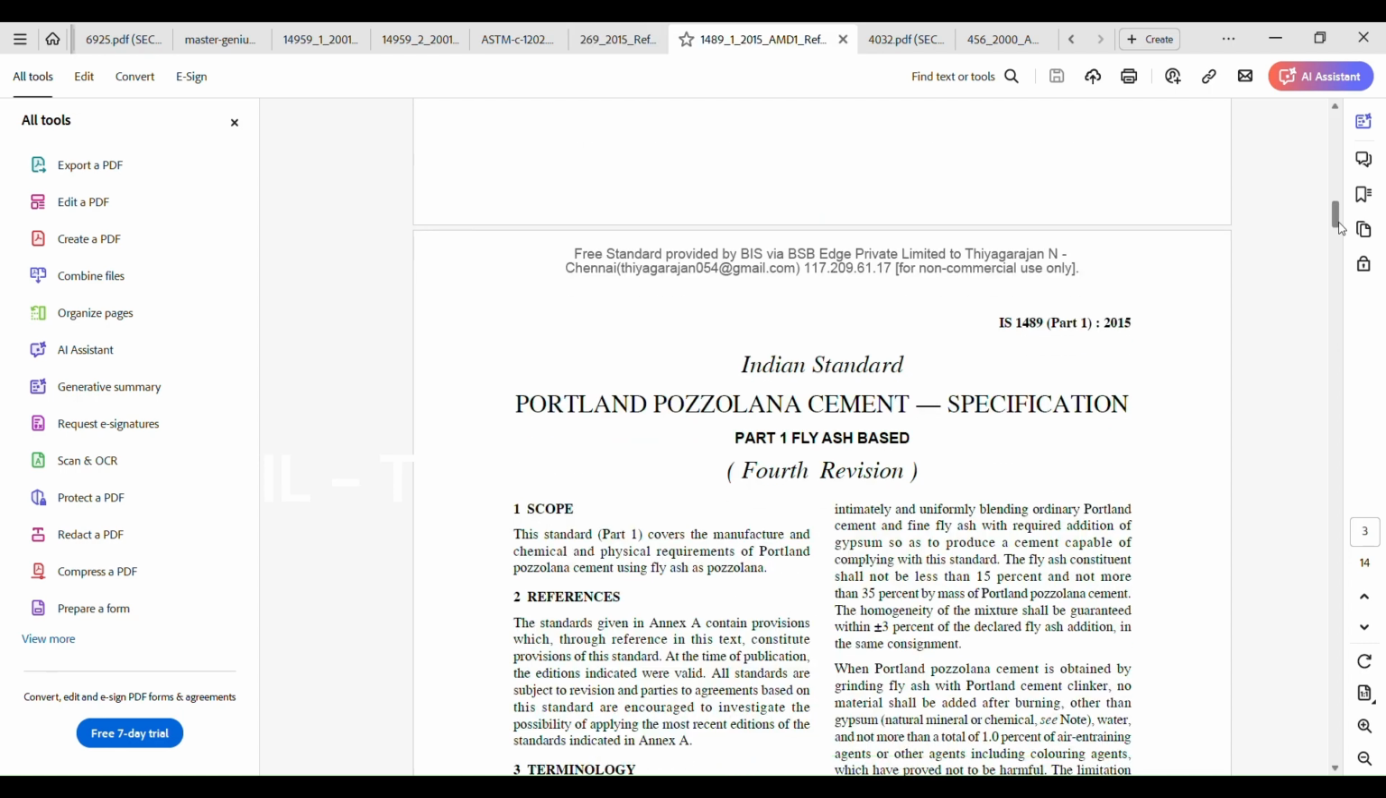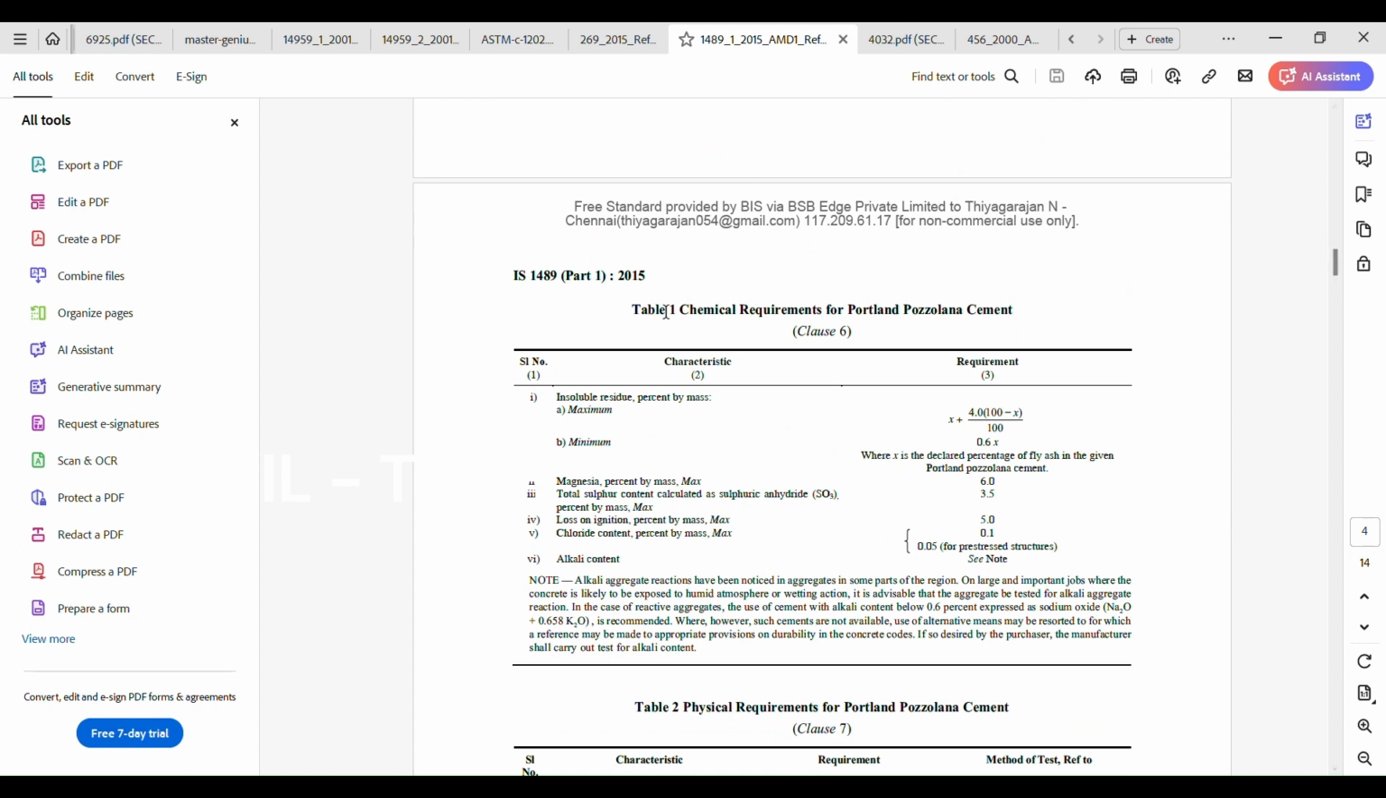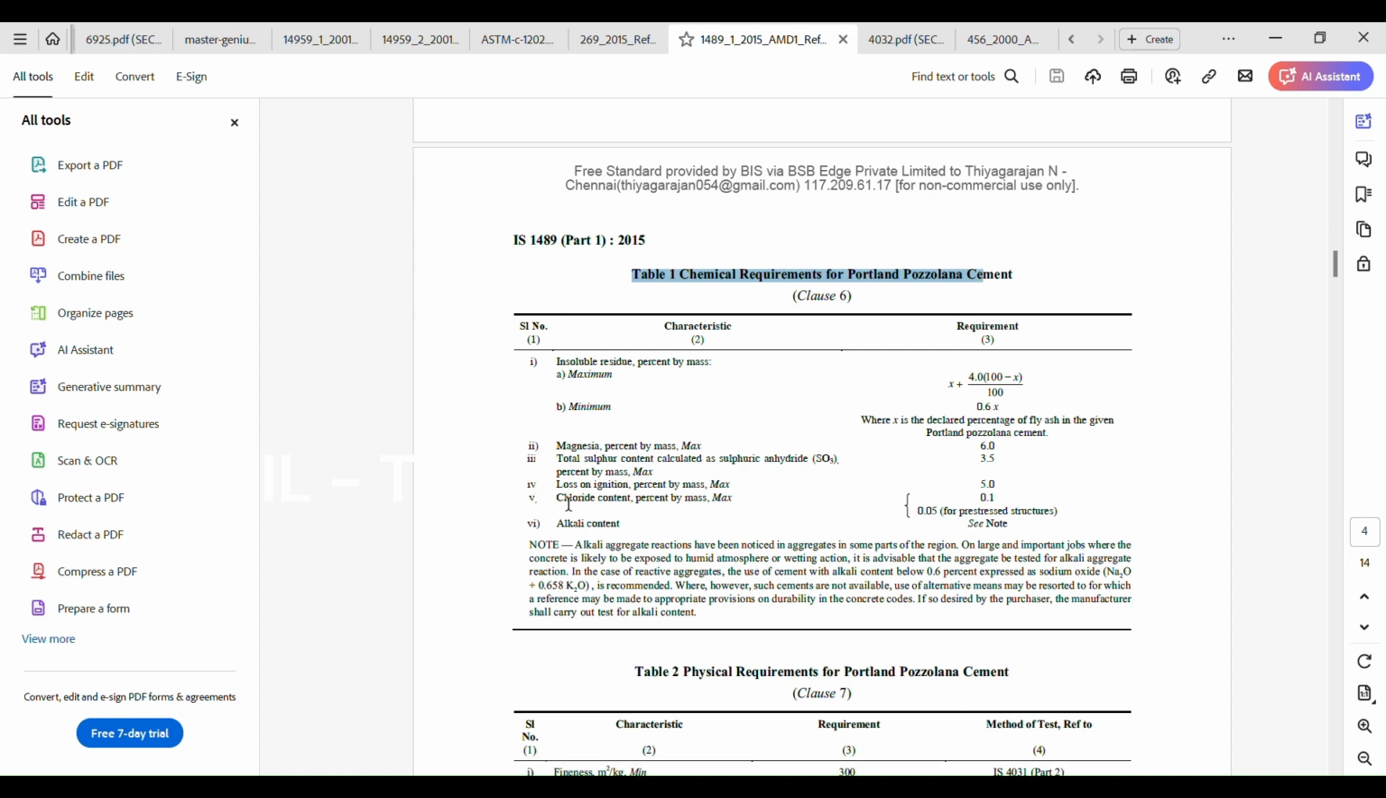Now we can see the PPC cement specification. The code reference is IS 4815 part 1 2015. In that, Table 1, chemical requirement for Portland Pozzolana cement, states that the chloride content, percentage by mass, maximum value is 0.1 percentage and 0.05 for pre-stressed structure.